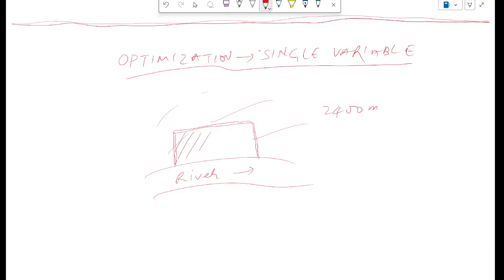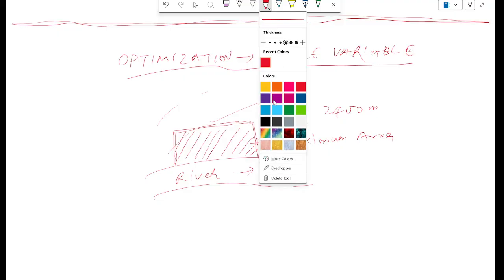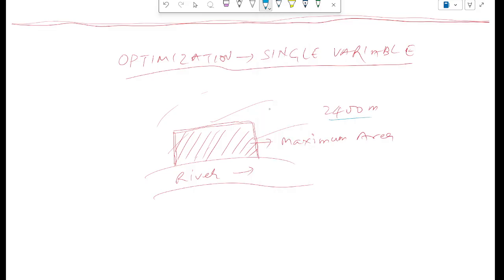We have to fence it in such a way that area of this fencing becomes maximum area. But the condition is we cannot exceed, we have only this much of fencing material, only 2400 meter. So, how do we fence? What length and breadth we should choose so that our area becomes maximum?